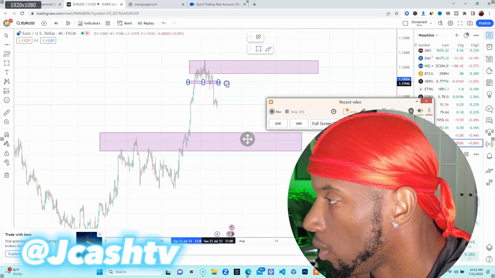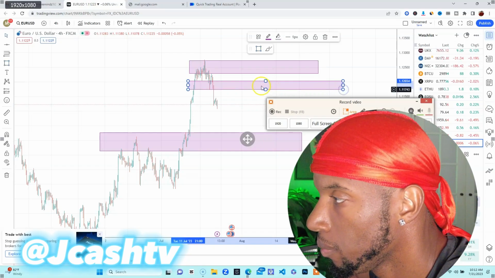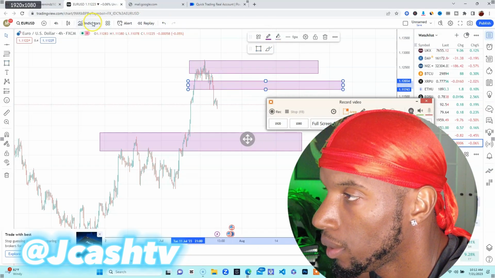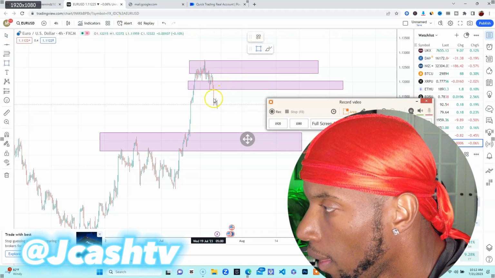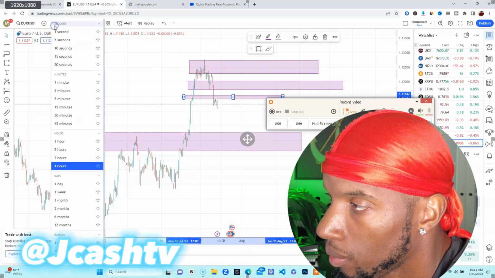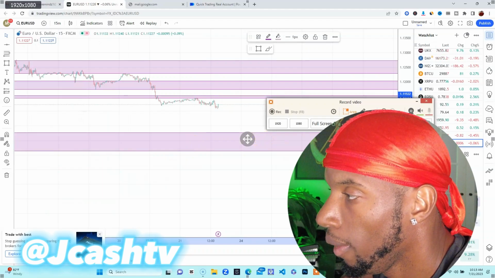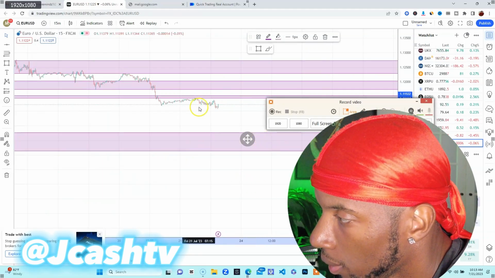So let's go. I see another small skinny one right here. Boom. Okay, and then I see another one right here. All right, so this will be good. From there, now we're going to go to the M15 because this is where I would typically enter my trades. Boom, so now we've got a good reference point, y'all.